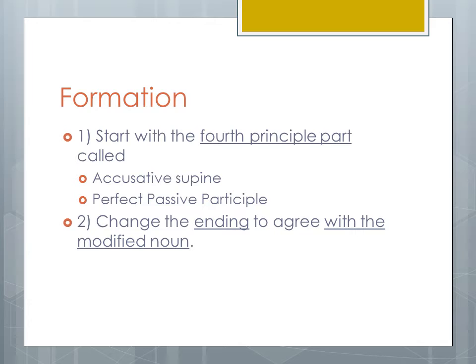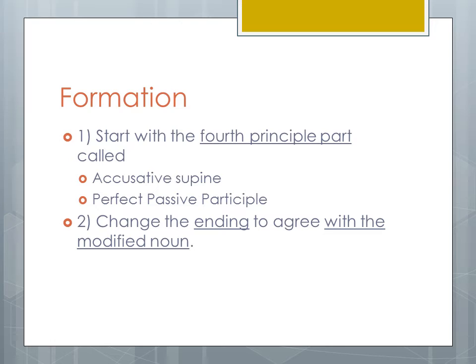Once we have taken the fourth principal part, we simply need to change the ending of this fourth principal part so that it will agree with the modified noun. Since the perfect passive participle is an adjective, it is going to agree with the noun it is modifying in case, number, and in gender. Keep in mind that that means that there are going to be a total of 30 different forms. The two numbers, singular and plural, the 5 cases, nominative, genitive, dative, accusative, and ablative, and of course all 3 genders, masculine, feminine, and neuter.